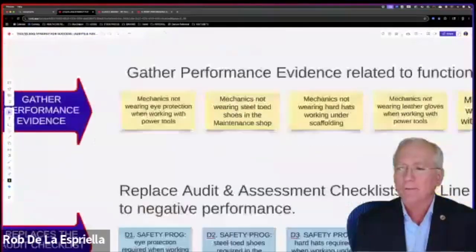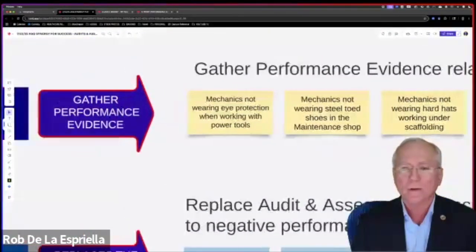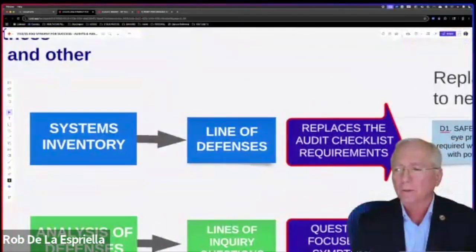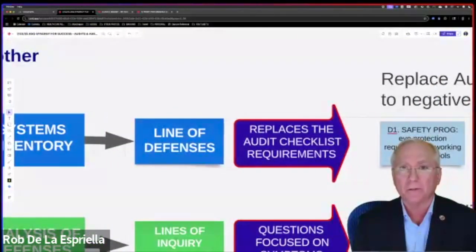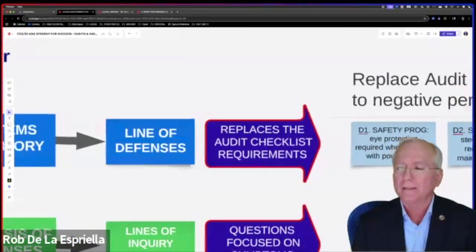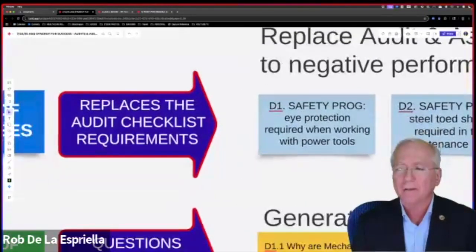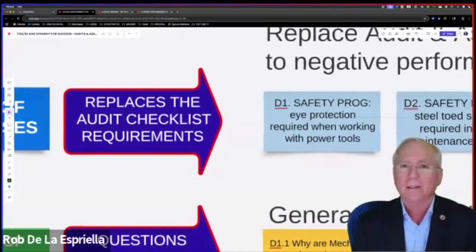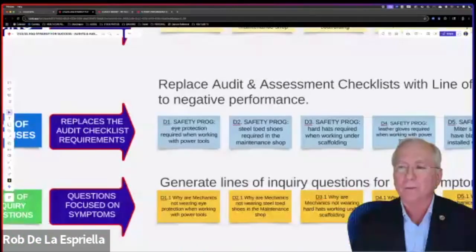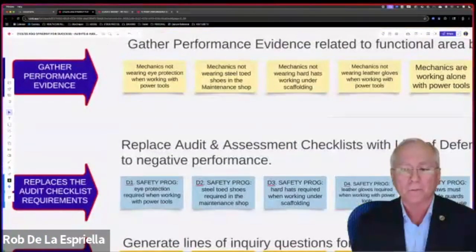Now that I've got my performance evidence, this is where I create a dynamic checklist. So for my systems inventory, I have my complete list of defenses, the procedures in place. And if I have cyber control software as well, fine. But now instead of my tired standard checklist, I'm going to bring in those precise requirements that have to do with the performance that I've observed.